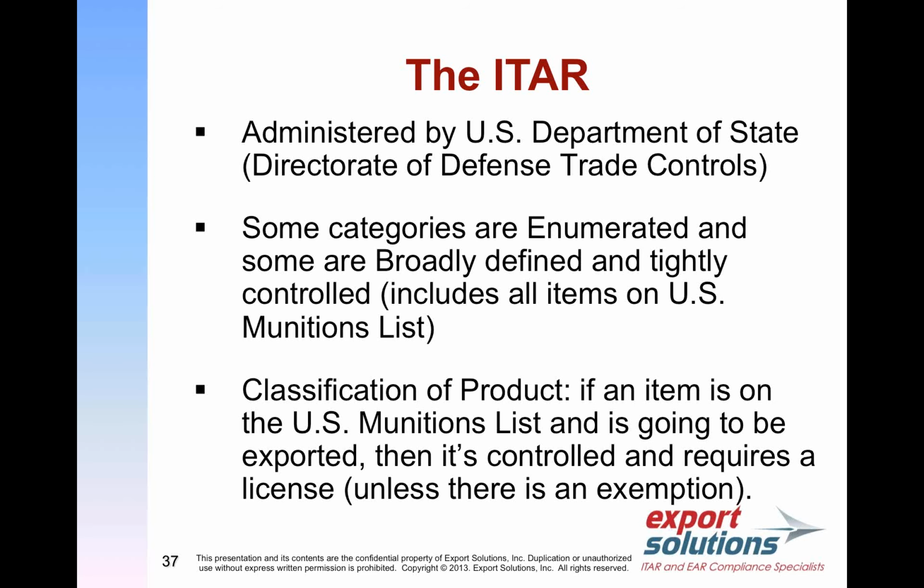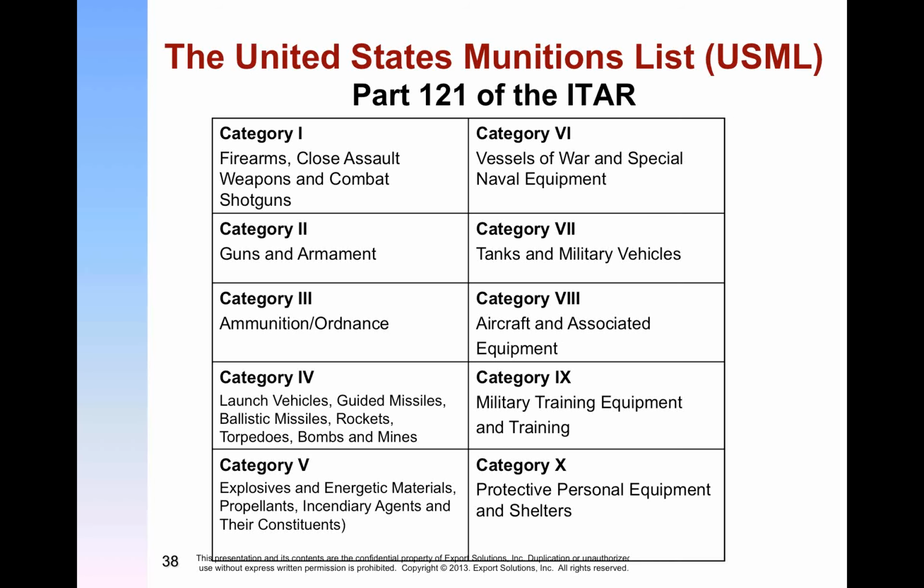A note: if you look down on the far right, Category 21, miscellaneous articles. If you are self-classifying your products, if you're pretty comfortable that it is some category or another, whatever, Category 21 essentially is for the government to decide, not for you. Offhand, I really can't think of anything that fits into Category 21. It's just there as kind of a placeholder.